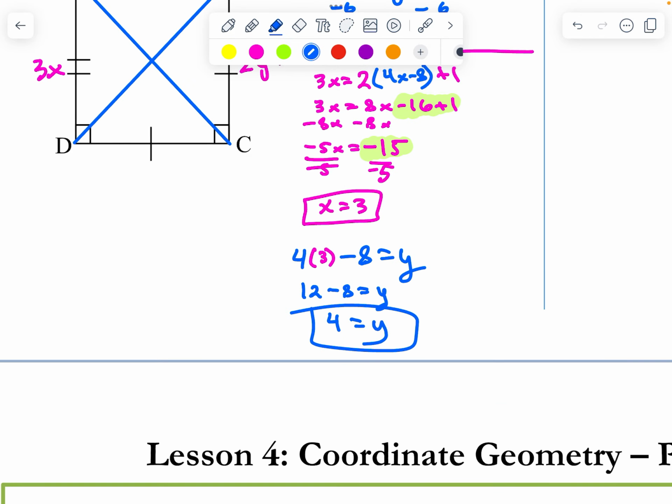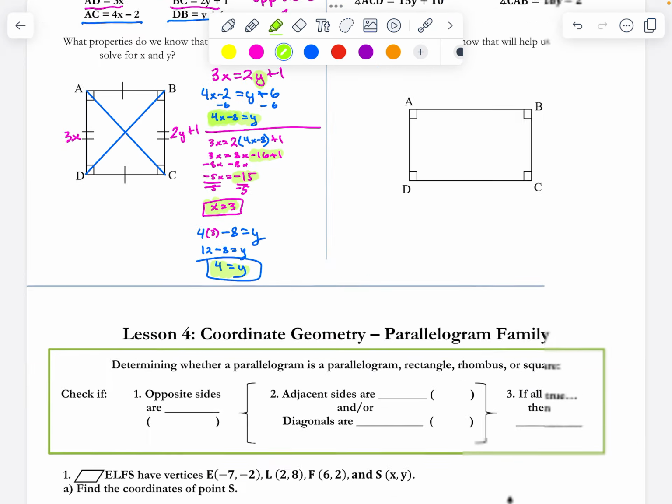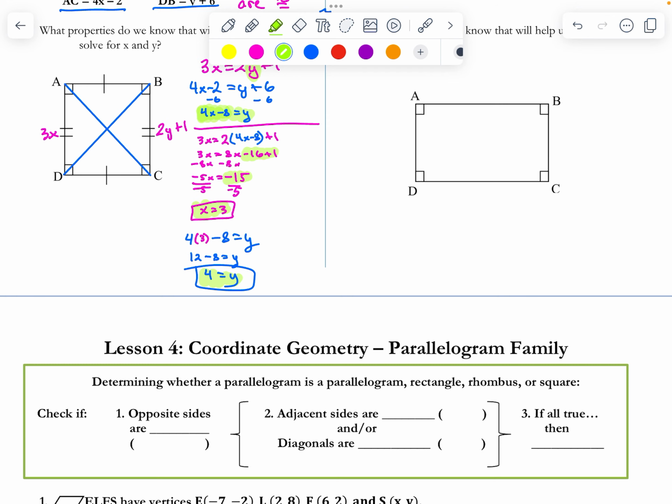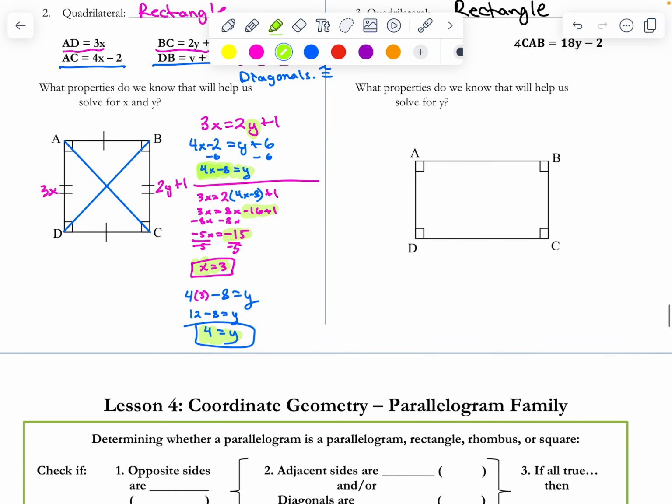And we're all set there. I've got my two answers. X is equal to 3. Y is equal to 4. And we're done. If you got that and you did it on your own, great job. You're in a good spot. You remembered how to do systems.